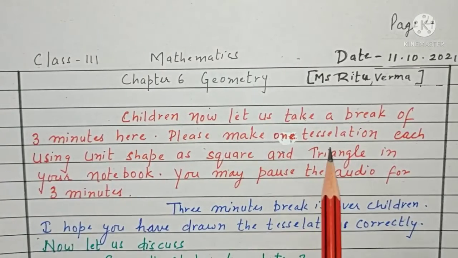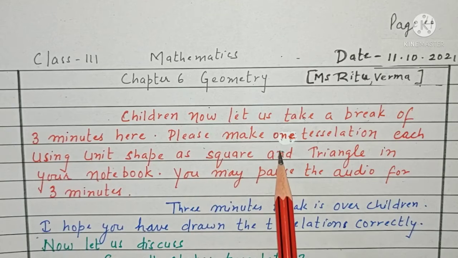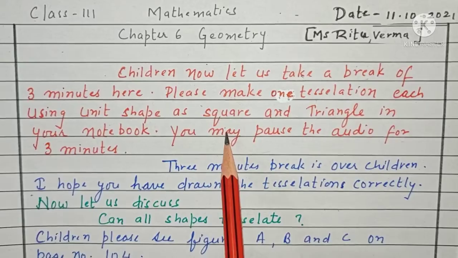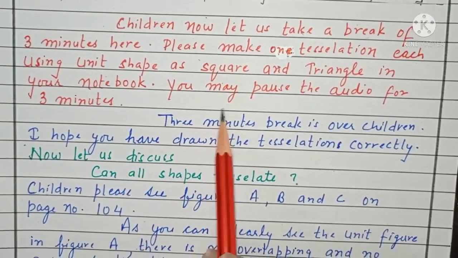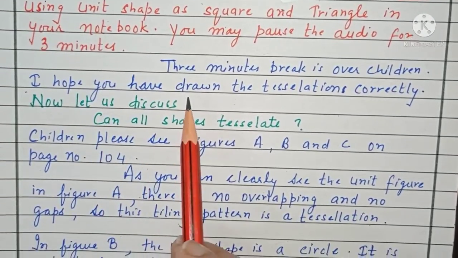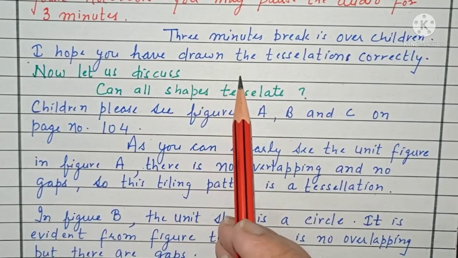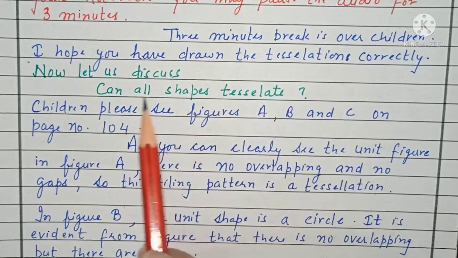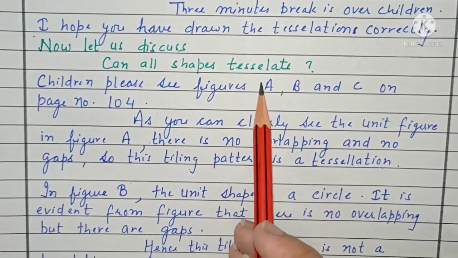Children, now let us take a break of 3 minutes here. Please make one tessellation each using unit shape as square and triangle in your notebook. And you may pause the lesson here for 3 minutes. My dear children, the break time is over for you now, and I hope you have drawn the tessellations correctly. Now, let us discuss, can all shapes tessellate?